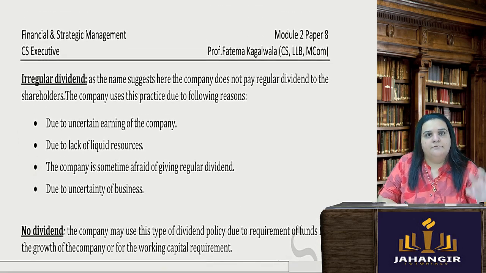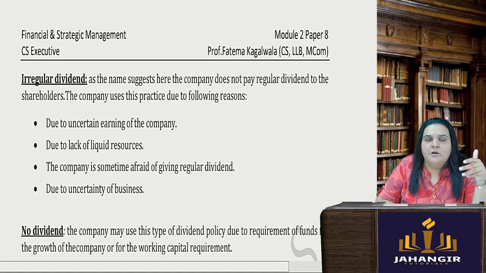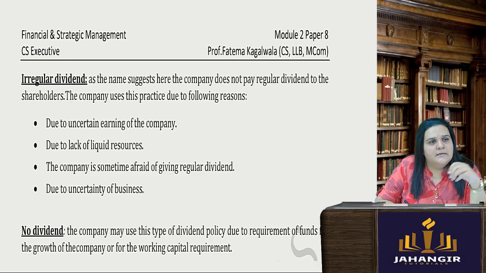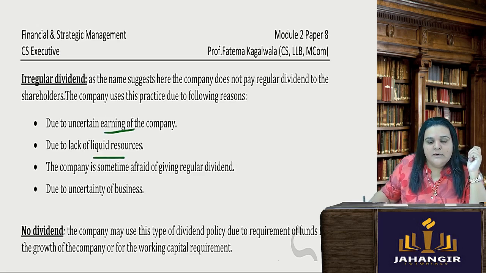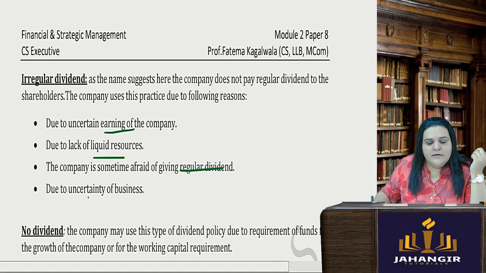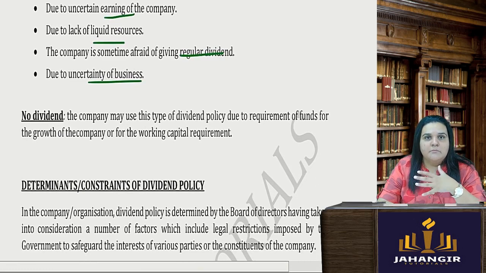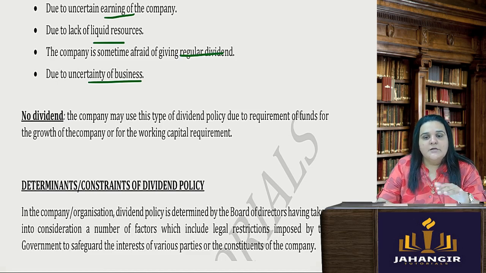Now irregular dividend. As the name suggests, they are not regularly paying the dividend. They see if the dividend has to be paid in this year, and the rate also changes, the amount also changes. So they don't have a regular dividend payment policy at all. This can be due to uncertain earnings of the company. They do not have liquid resources. They are sometimes afraid of giving regular dividend, and there is uncertainty of the business also. And no dividend means they are more towards growing the company and investing for their working capital, instead of taking that money out of the company and giving dividend. So there is a no dividend policy also.